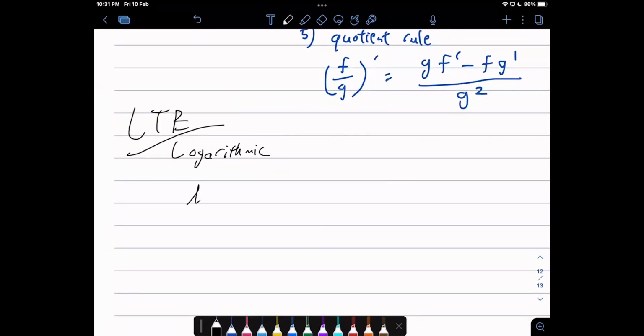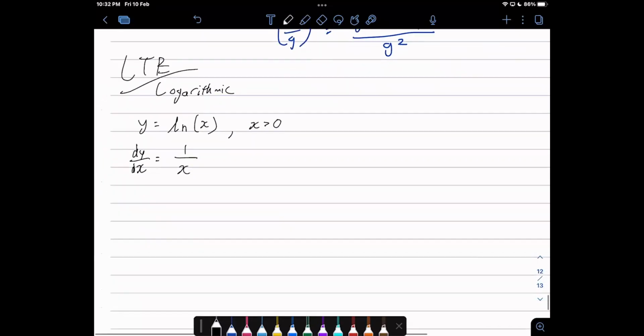If you have y equals ln of x, you need to memorize this for me. dy by dx is equal to 1 over x, assuming x is more than 0. Is that okay? Good. So memorize it.